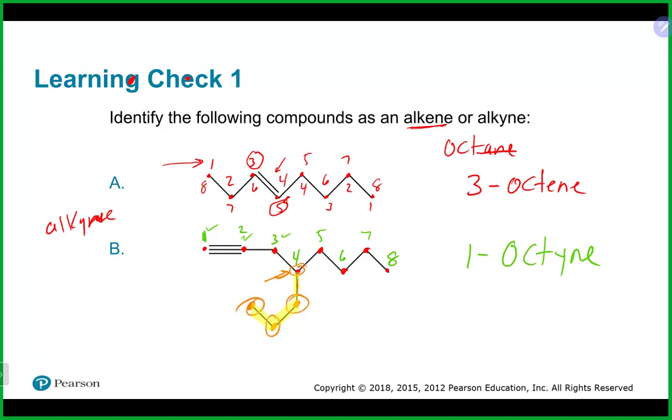So three carbons is based off of propane. And because it's a carbon group, we drop the last part, and that's going to be our propyl, Y-L group. And we already numbered it. It is that carbon number four. So this would be 4-propyl-1-octyne, right?